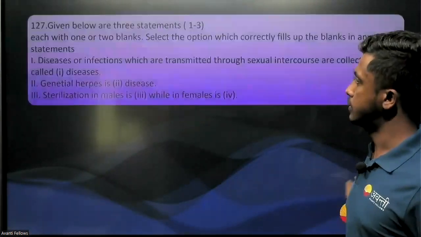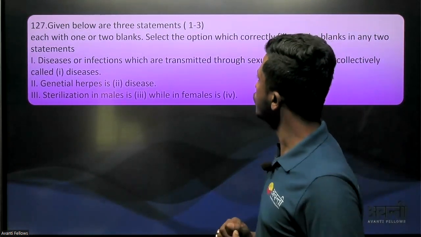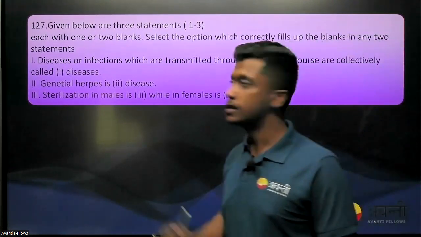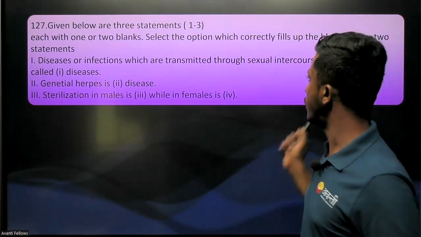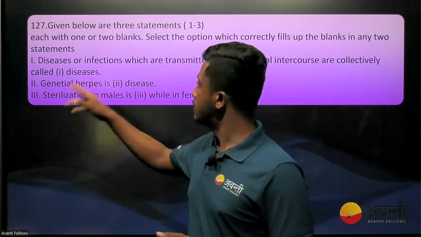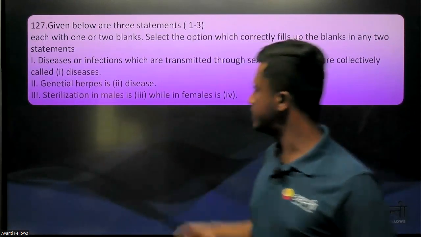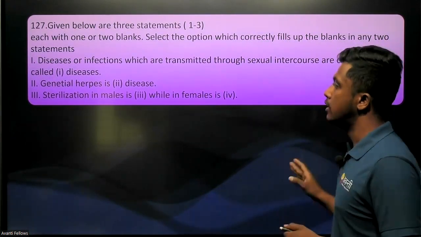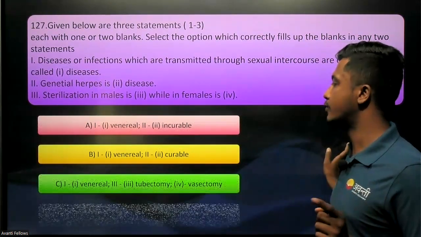Let's go for the next question. Given below are three statements, each with one or two blanks. Select the option which correctly fills the blanks in any two statements. Our first statement says, diseases or infections which are transmitted through sexual intercourse are collectively called dash diseases. Genital herpes is dash disease. Sterilization in male is dash while female is dash. I know the question is very easy, but the options are quite tricky.